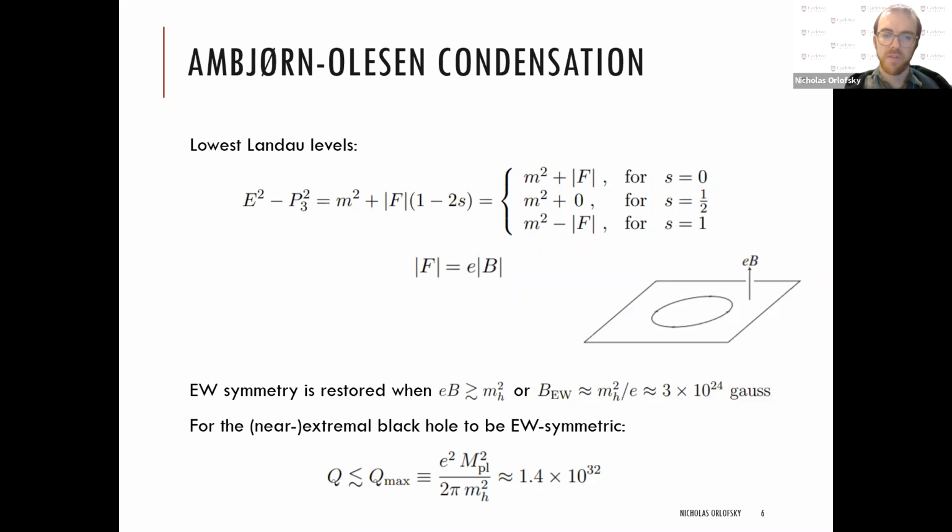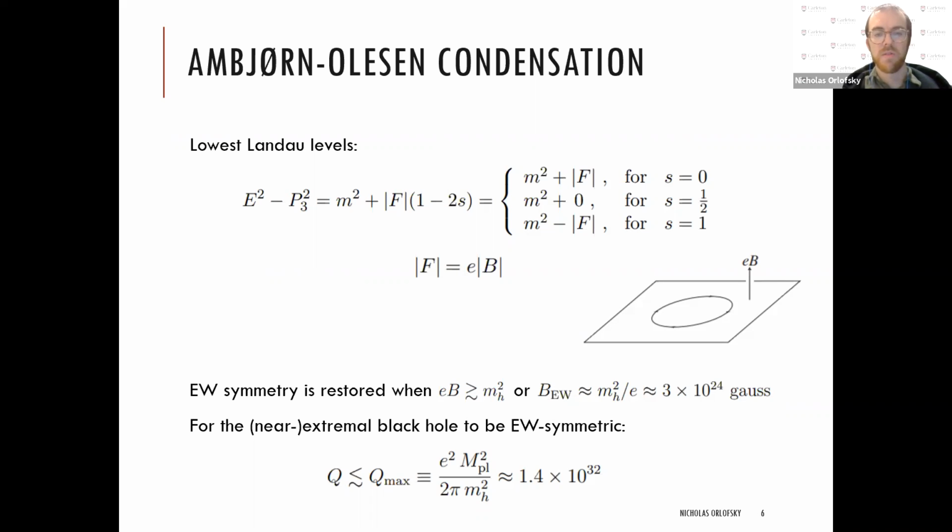The first interesting thing happens when the field becomes of order the W boson mass. At that point the W boson mass gets a negative contribution, so it becomes 0, and you start to have condensation of W bosons. Then once you go a little bit higher, to the Higgs mass, you get some positive contribution that would cancel out the negative mass squared contribution from the Higgs.